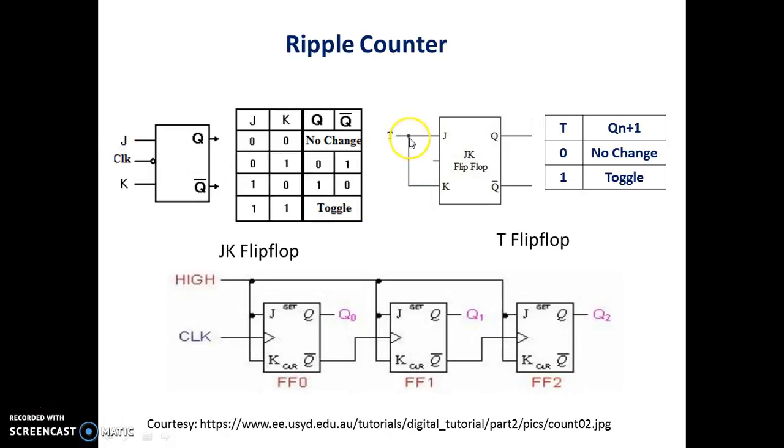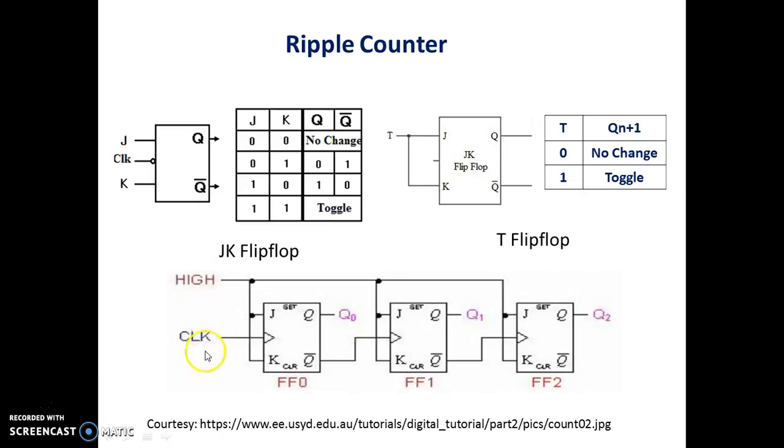So this J and K are short circuited to make the common T input. When J is the same as K, there are only two states left. J is 0, K is 0, no change. J is 1, K is 1, toggle. So this is the truth table or transition table for the T flip-flop.